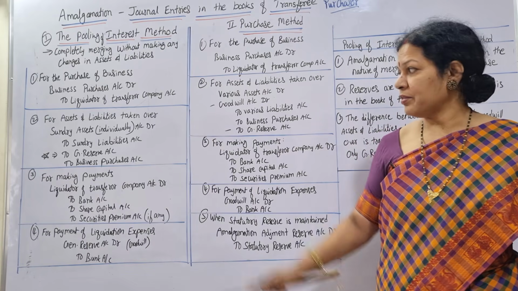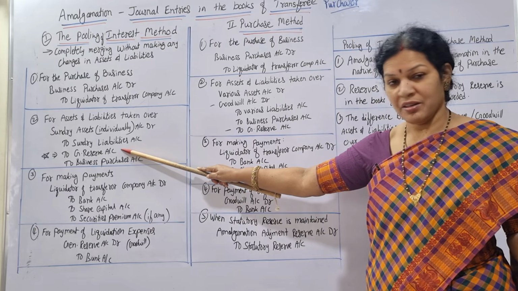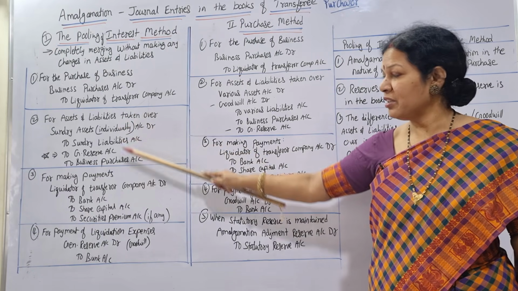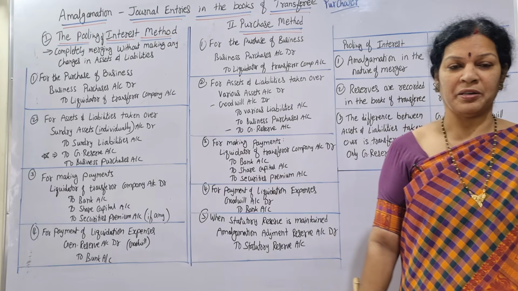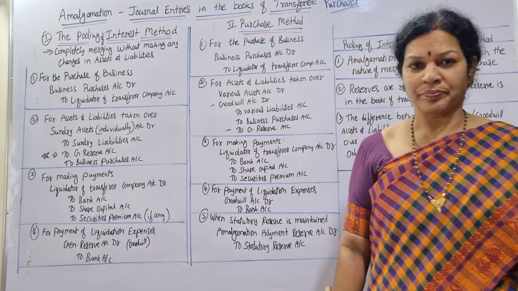Difference, balancing figure. This we have to balance. Balancing figure is general reserve. Maybe credit side, maybe debit side also, wherever it may be. This point you have to remember. Second entry is over.